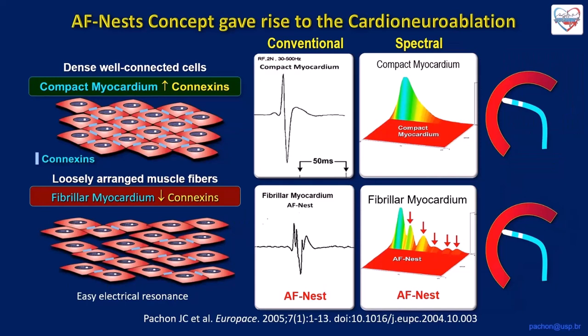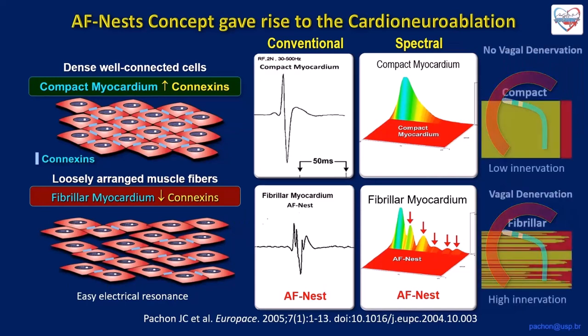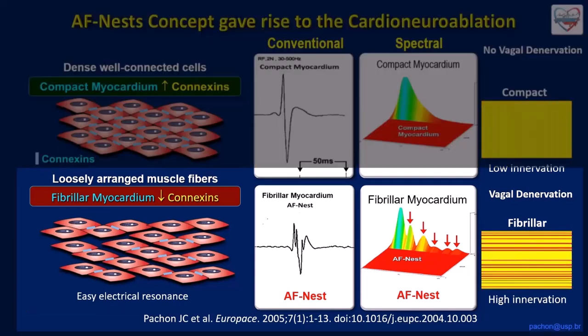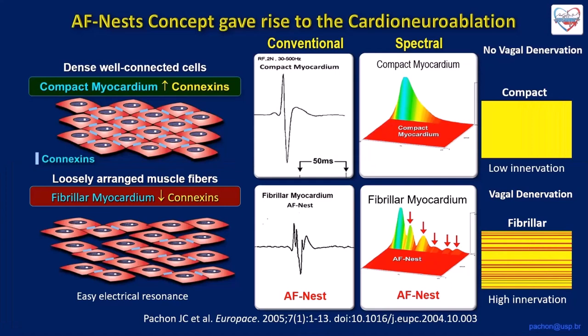In the 90s, by using spectral analysis online, we found that the normal heart has two kinds of myocardium: the compact, that is composed of electrically very well attached cells, and the fibrillar one, that is composed by poorly connected cells. Clusters of fibrillar myocardium we named as atrial fibrillation nests because they are directly related to the atrial fibrillation substratum. The atrial fibrillation nest may be easily mapped with spectral mapping or even by conventional recordings with specific filtering.